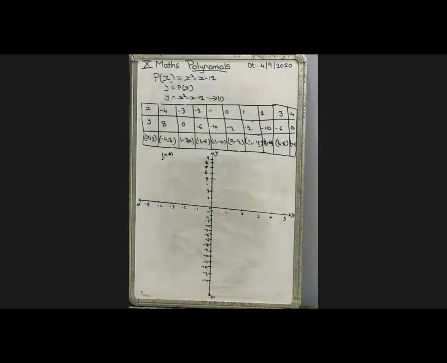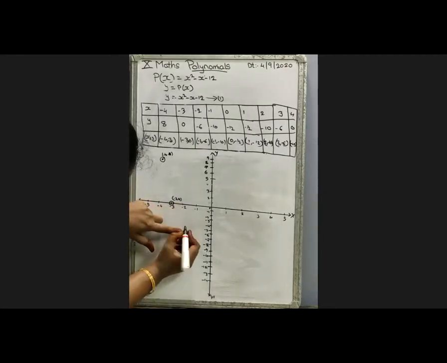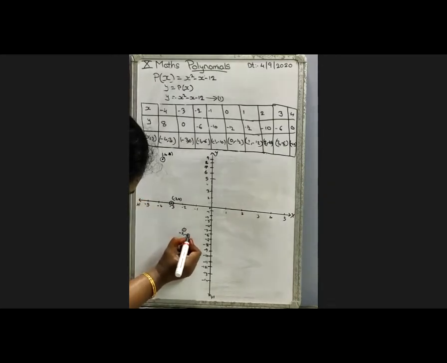Next, minus 3, 0. This is minus 3 and 0, which means exactly here it will come. Okay ma, you can round it up and write down this is minus 3 comma 0. Next, minus 2, minus 6. This is minus 2 and minus 6. Where is it? Here it is. So keep it here and write down minus 2, minus 6.